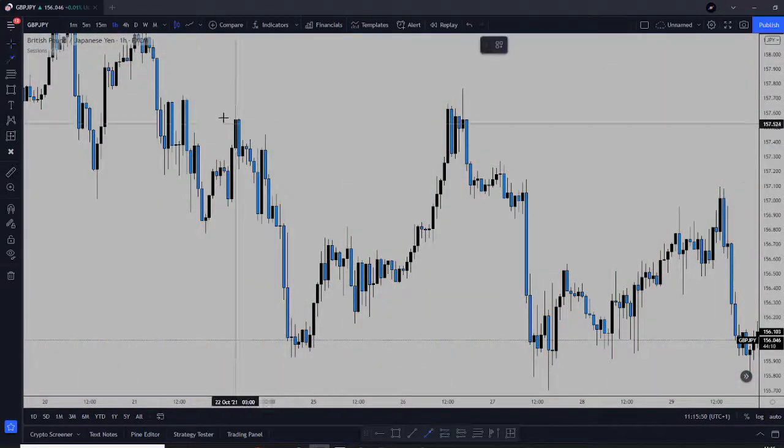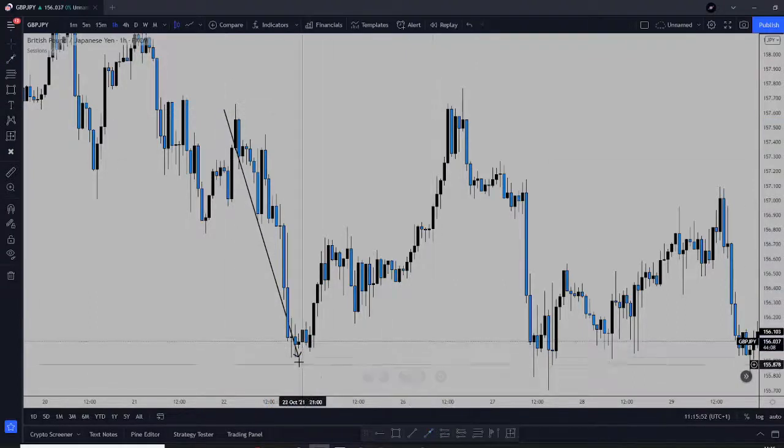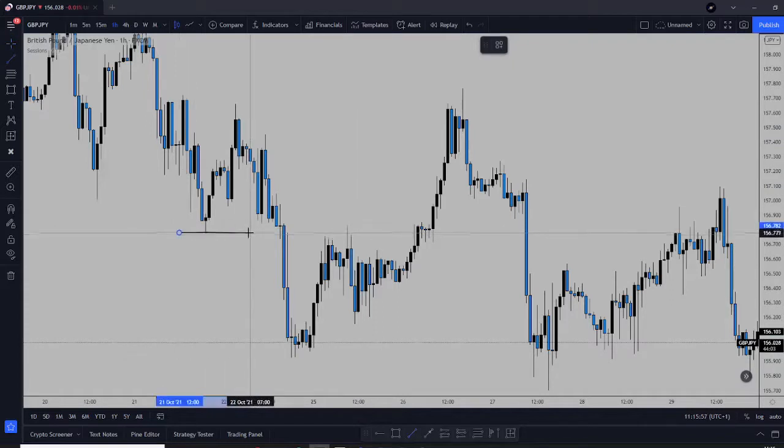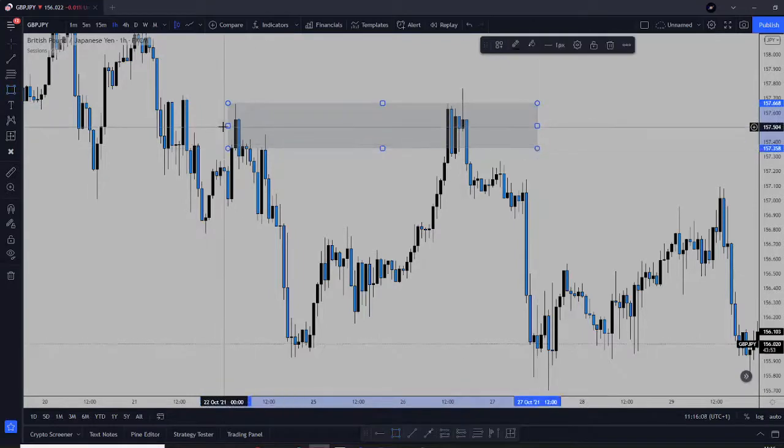So we're looking for strong moves. Do we see a strong move here? Yes, we see a beautiful strong move. Did it break previous structure? Yes, it broke this previous structure. It broke this, it broke all of this. So definitely valid. Okay, good. Do we draw a zone? Yes, we will draw a zone. There we are. Beautiful zone.